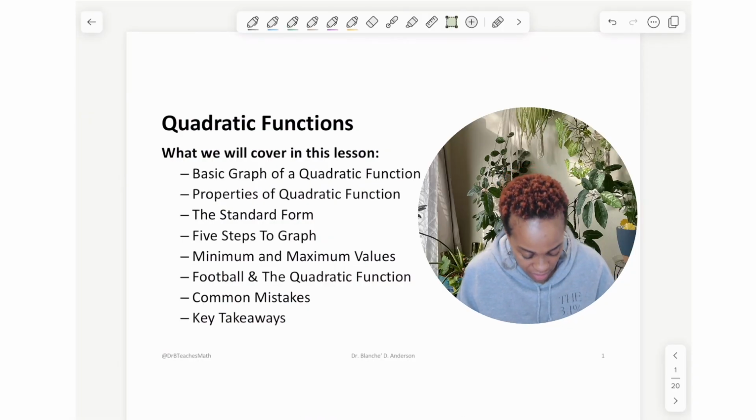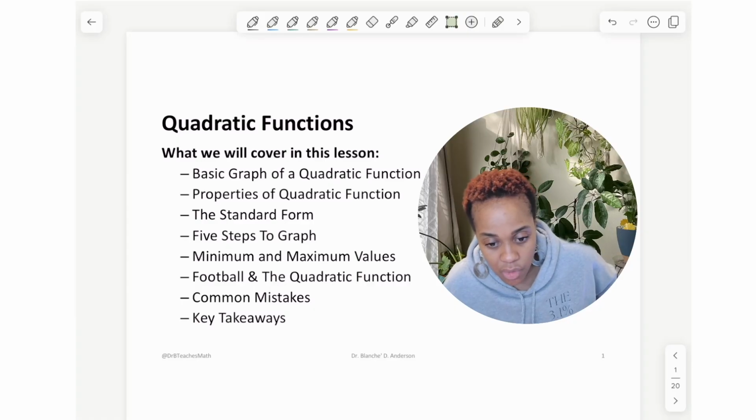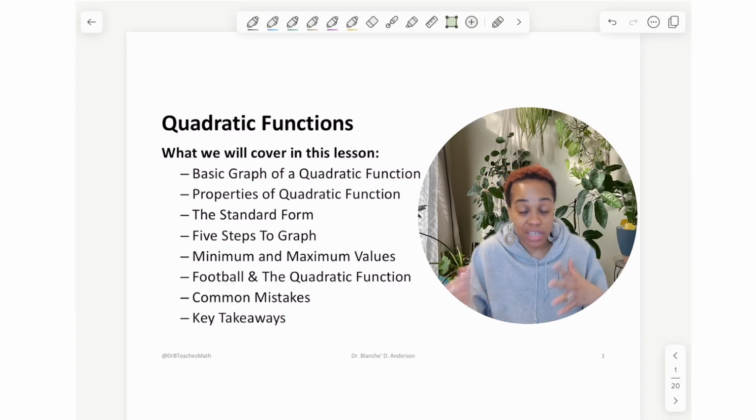Okay, the graph of the basic functions. We're going to talk about properties. We're going to talk about the standard form, often called the vertex form, 5 steps on how to graph, how to find minimum and maximum values, and then we're going to do a fun example with football and quadratic functions, just so you can see how it relates to real life. And then, of course, the common mistakes and key takeaways. So let's get into it.